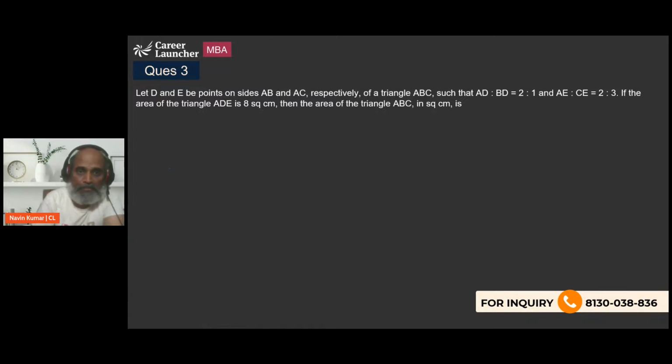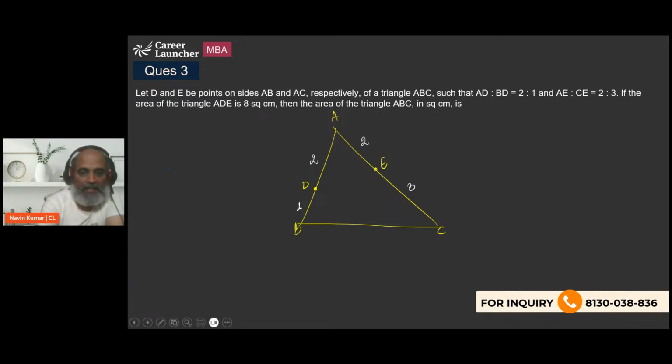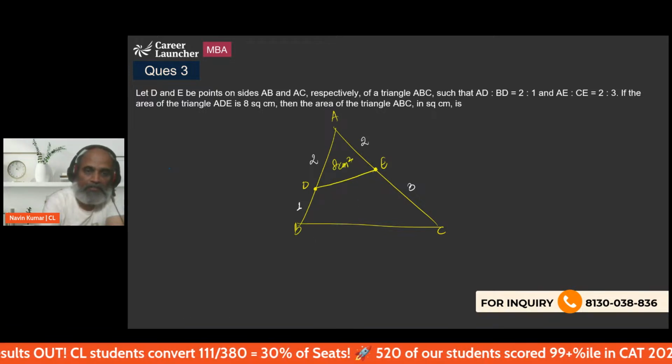So we are told that ABC is a triangle. Now we have a point D on AB such that AD and BD, they are in the ratio of 2 is to 1. So we are told that this is 2, this is 1. Then we have a point E on AC such that AE is to EC, sorry. This is given as 2 is to 3, right? And then we are told the area of the triangle ADE, this is 8 centimeters square. What is the area of the entire triangle?